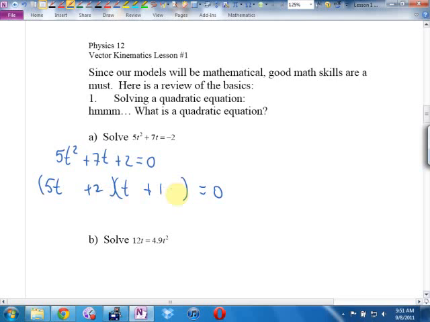What are the roots? What are the roots? Come on, you just did Math 11. What's the root of this bracket here? Negative 1, right? What was the trick for these ones? You learned a great shortcut. What was it? Change the sign and divide by that. Negative 2 over 5.